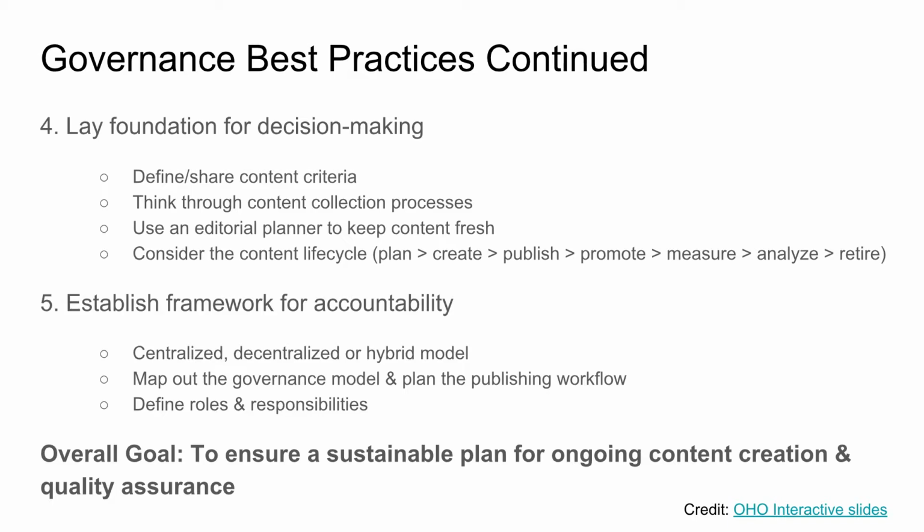Often a hybrid model ends up being used, but consider how big your team is and what might work best for you. And it's always good to map out your workflow or governance model. Who's going to have to review this before it gets published, etc. It's all about the documentation. And of course, define your roles and responsibilities, which we'll get more into in the next couple of slides. But again, to just be explicit about who does what. But basically, the goal of all of these is to ensure a sustainable plan for ongoing content creation and quality assurance.